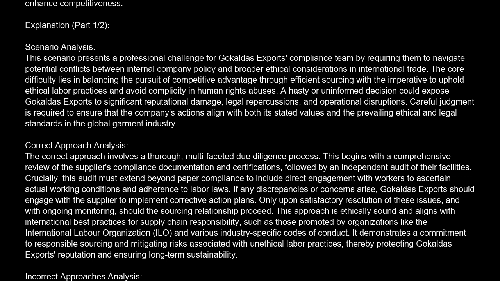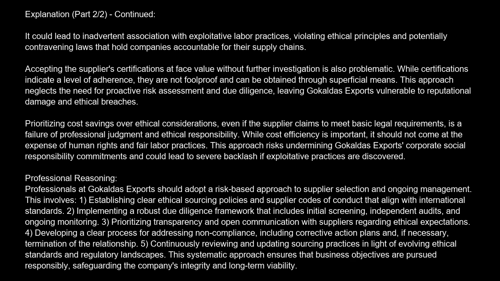Relying solely on the supplier's self-reported compliance without independent verification is a significant ethical and regulatory failure. This approach ignores the inherent risk of misrepresentation and fails to meet the due diligence expectations of responsible businesses. It could lead to inadvertent association with exploitative labor practices, violating ethical principles and potentially contravening laws that hold companies accountable for their supply chains.